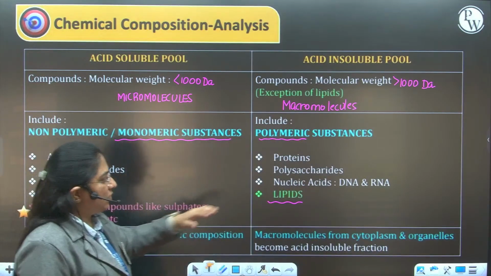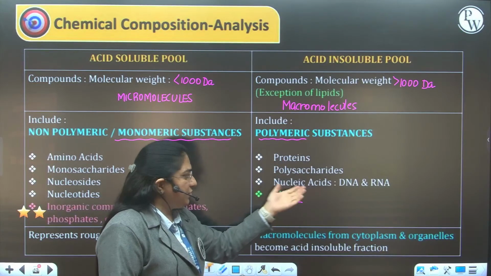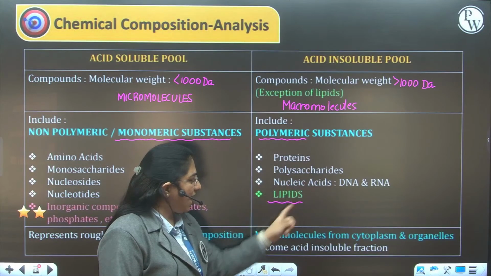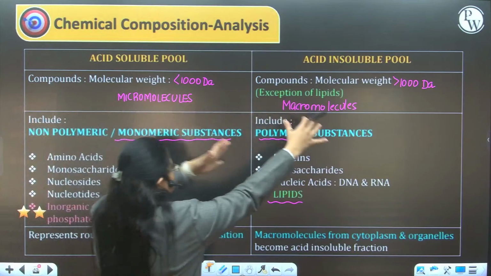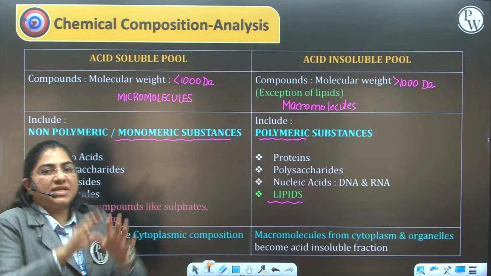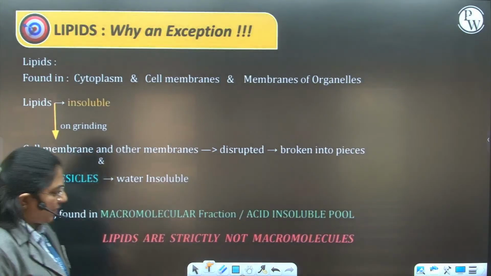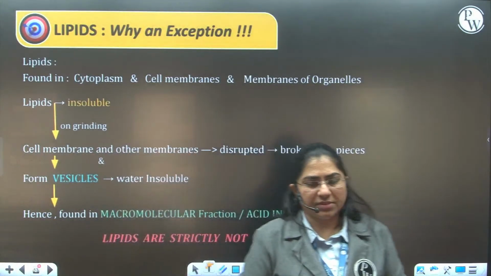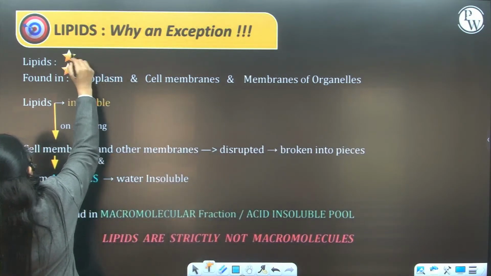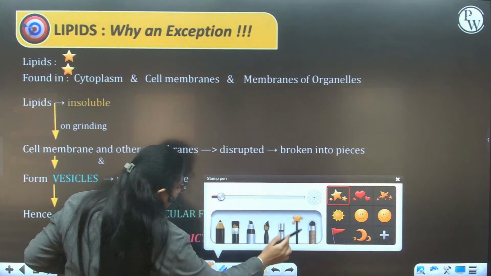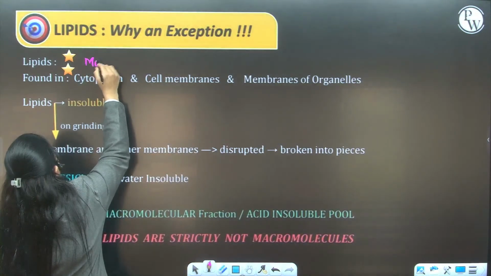In the acid insoluble pool, we have polymers, that is proteins, polysaccharides, nucleic acids, that is DNA and RNA, and as I told you, lipids. So together, the acid soluble and acid insoluble pools constitute the entire composition of the cell. Now lipids, what is it that is different about lipids? Lipids basically have a molecular weight of less than 800 daltons.